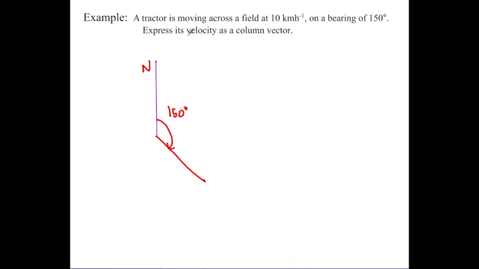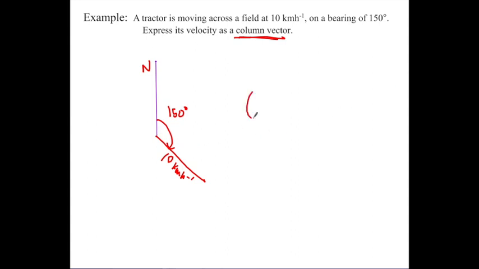We want to find its velocity as a column vector. So we're looking for a column vector which should show us the direction and magnitude. We know that 10 kilometers per hour is its magnitude, so the length of this must be 10 km per h. Now, how do we figure out what its direction will be?